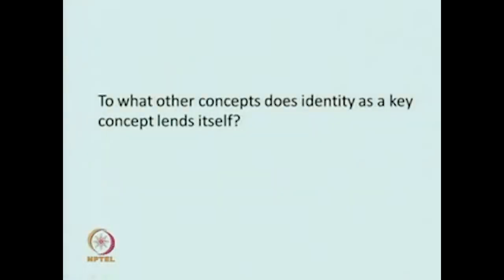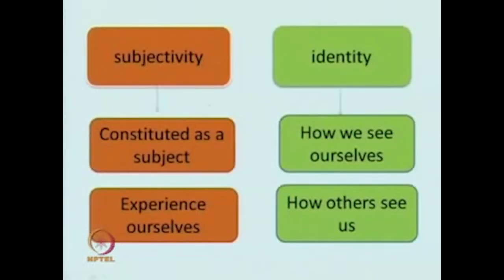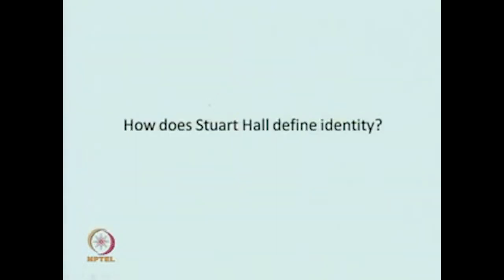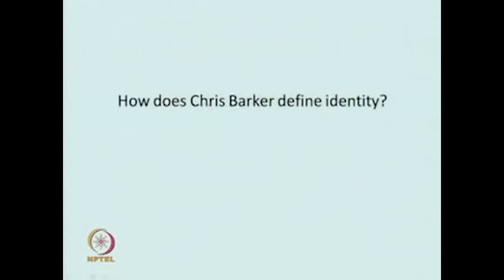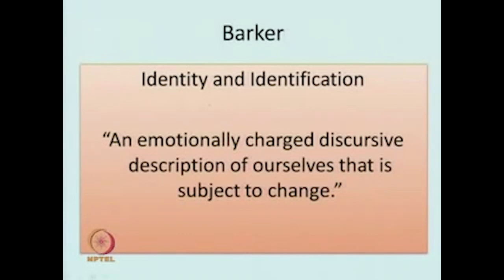Fine, let's go quickly to the discussion, and if we are asked this question, distinguish between subjectivity and identity, we would say that subjectivity is our way of being constituted as a subject, and more importantly our experience of ourselves, and identity is not just how we see ourselves, it is also how others, and more importantly how others see us. How does Stuart Hall define identity? Stuart Hall defines identity as a temporary and arbitrary closure of meanings. How does Chris Barker define identity? Barker defines identity and identification together as an emotionally charged discursive description of ourselves that is subject to change.